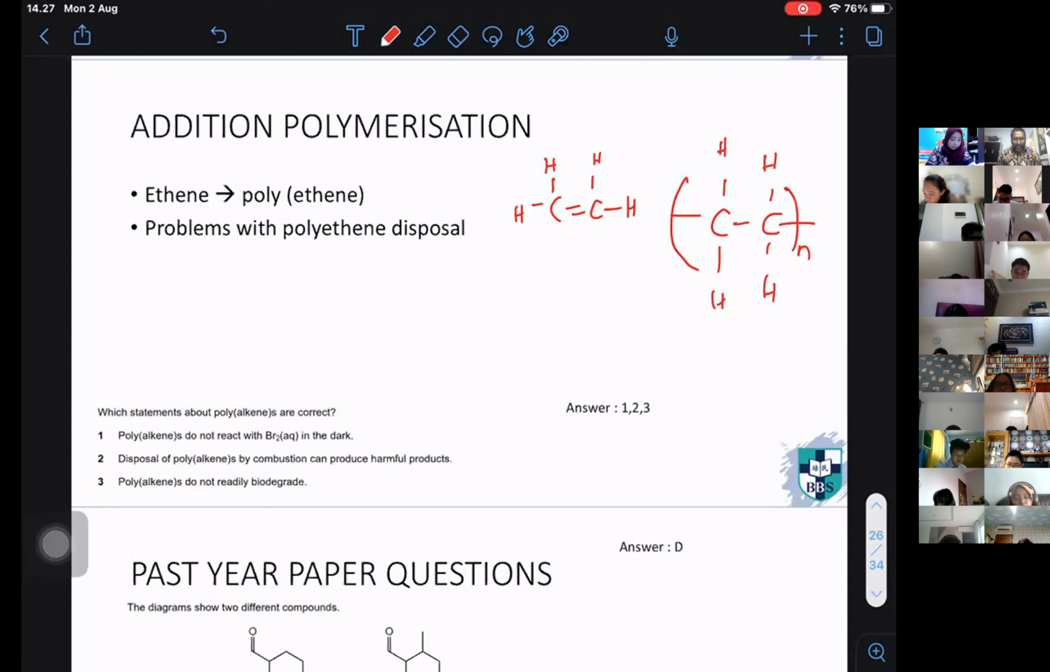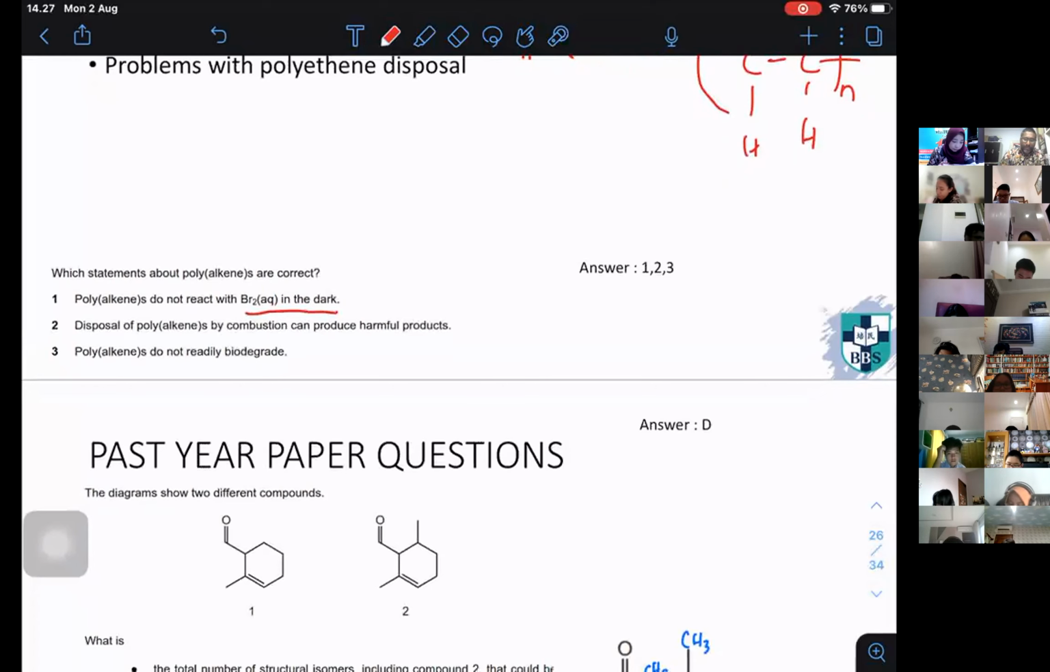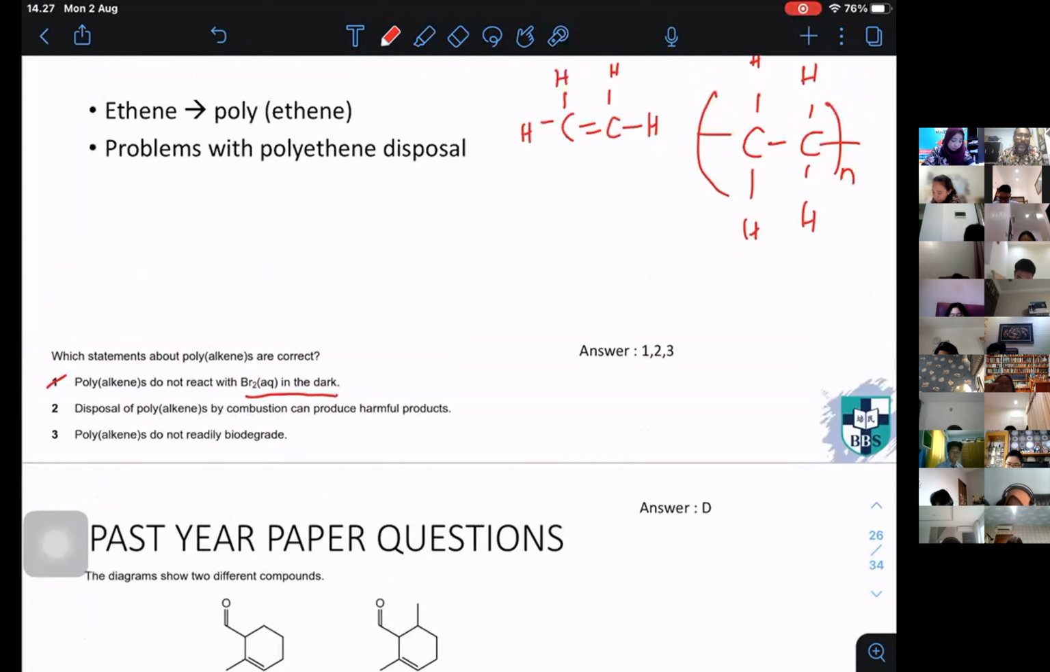So you can see some of the questions that I put over here. For example, which statements about polyalkanes are correct? They do not react with Br2 in the dark. They don't react, because if they want to react with Br2, it has to be with UV light, because all of them are saturated. You can see saturated carbon single bonds. And then the disposal can produce harmful products. Yes, when you combust, they can give you harmful products. And then they do not readily biodegrade, correct? So the answer is 1, 2, 3.